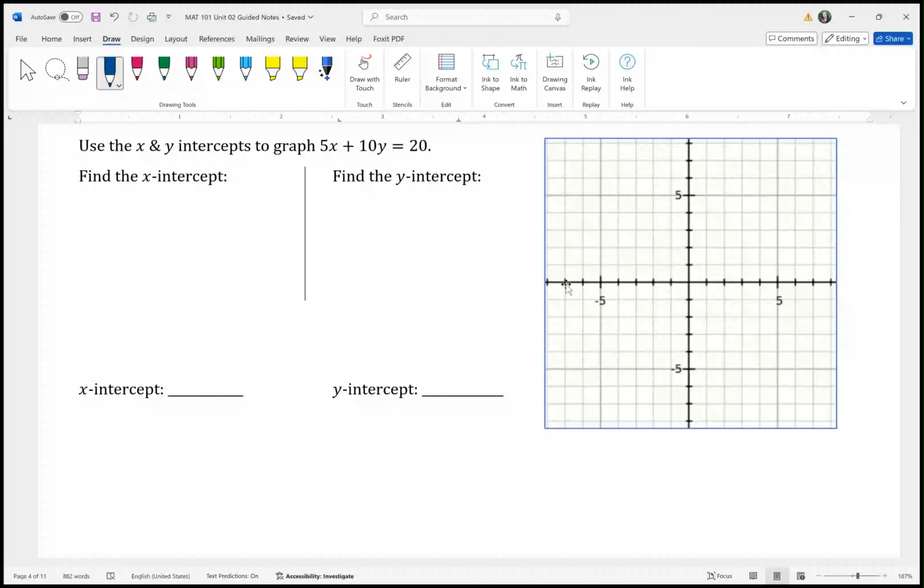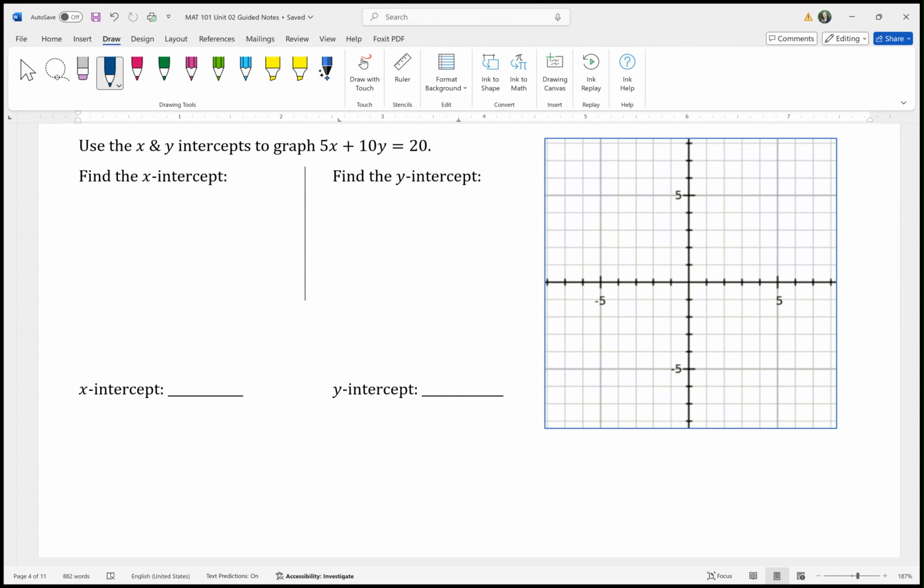In this problem, we want to graph this equation, 5x plus 10y equals 20, but specifically using the x and y intercepts to graph. So far we have graphed using the y-intercept and the slope to do rise over run. We have also graphed using the xy chart, but this time we specifically want to use the x and y intercepts to graph this line.